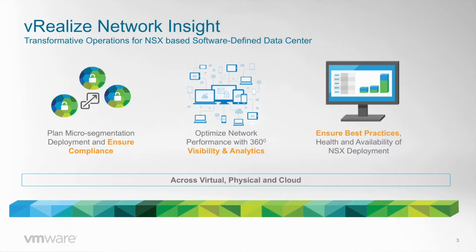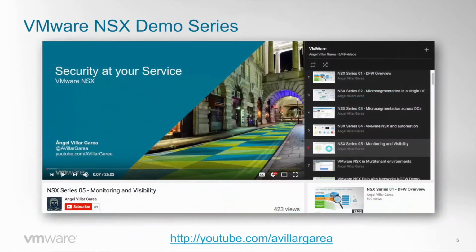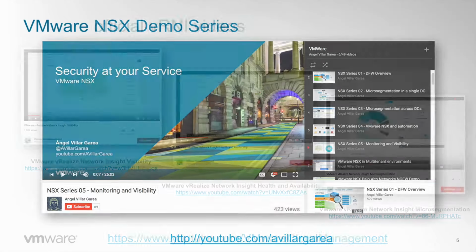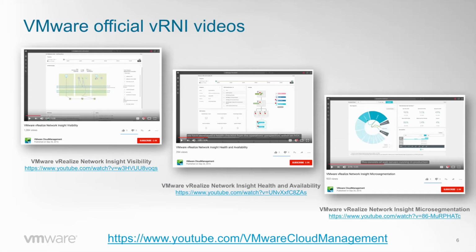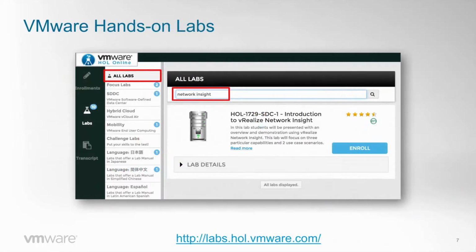Finally, it also provides information on the health and availability of your NSX deployment, ensuring best practices are being followed, as well as providing recommendations when issues are detected. I won't go into further details in this video because I already covered vRNI in a previous one, and there are also very good materials from the VMware Cloud Management Business Unit available. And of course, you can always try Network Insight by yourself on the VMware hands-on labs.